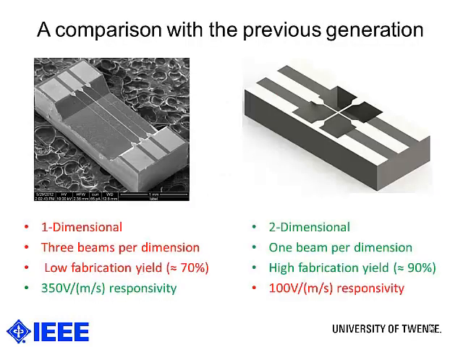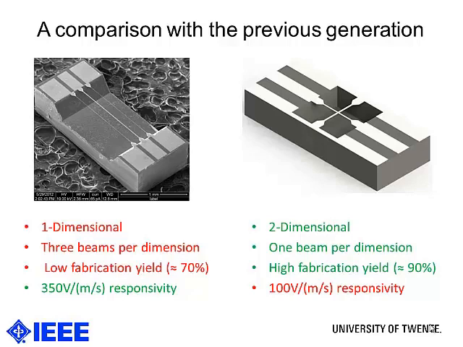Whatever. The old generation that is now commercially available is called the Microflown, and it is a one-dimensional particle velocity sensor. It uses three wires for measuring this particle velocity in one direction. While the new generation uses one wire per direction, we have a very low fabrication yield in this case, about 70%. While these crossed wires, because of the mechanical weight, are mechanically much stronger, and they also have a high fabrication yield.